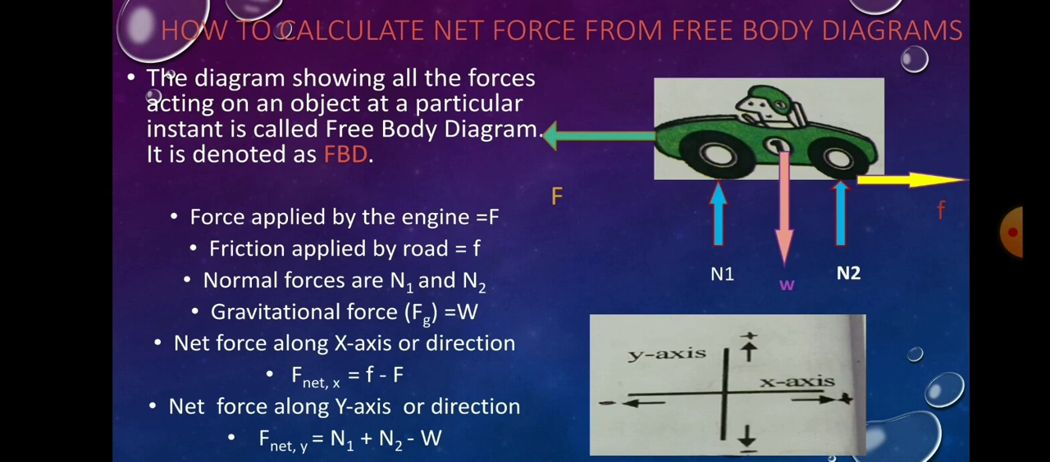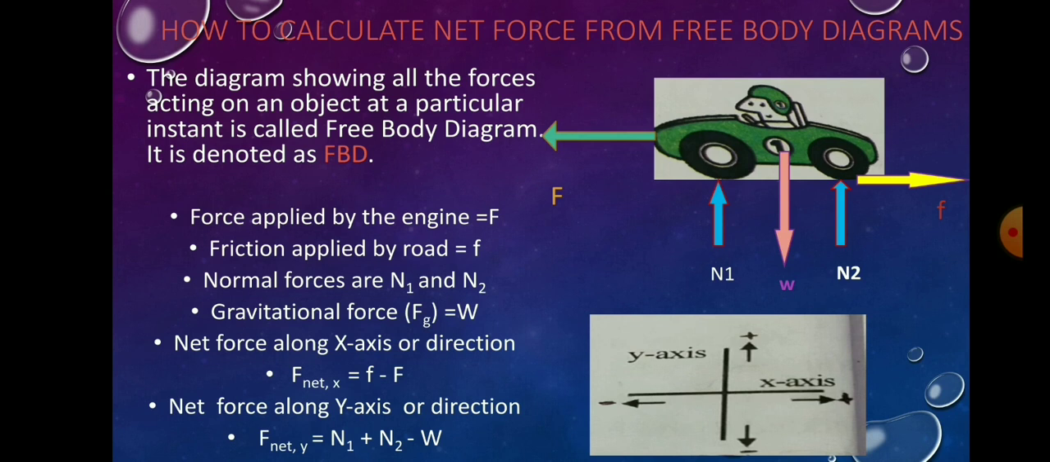So here, the net force along the x-axis: the frictional force and the applied engine force, that is capital F, are acting along the x-axis direction but in opposite directions. So the net force acting along the x-axis is equal to the frictional force minus the engine applied force. So here, small f minus capital F.